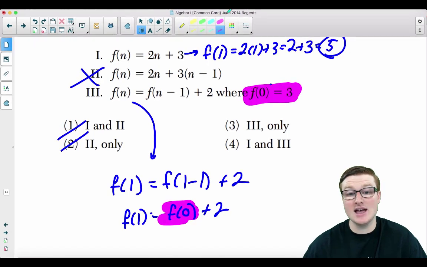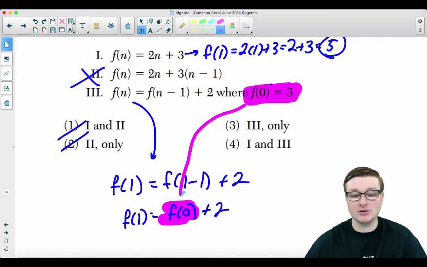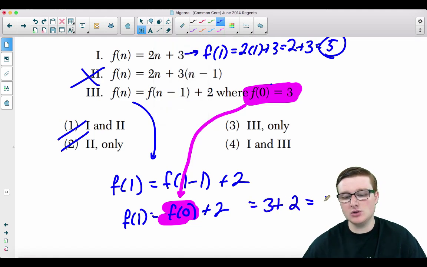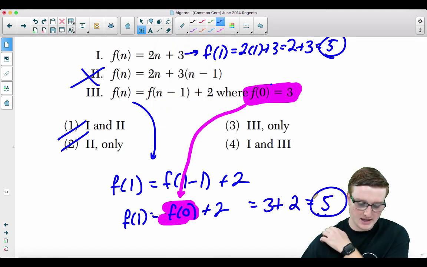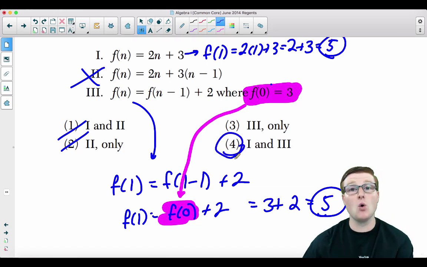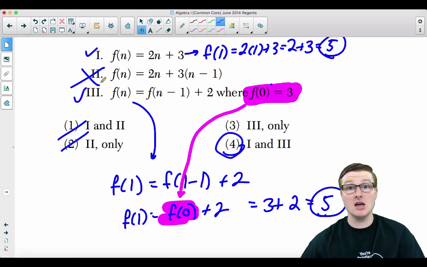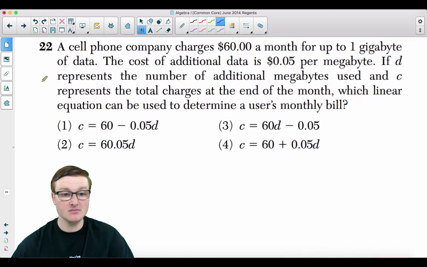That's your initial condition. F of 0 is 3. Plug in 3. So we get 3 plus 2, which is equal to the number 5. So we could conclude, based off this information, that choice 4 is the correct answer. 1 and 3 both have that representation.